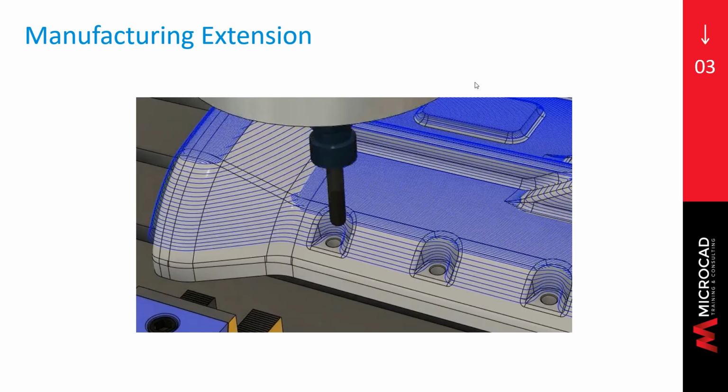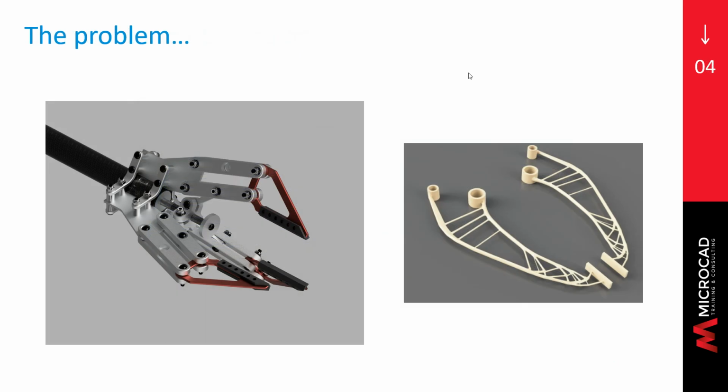If I want to mill the part, for example, or if I want to 3D print the part, how can I do that? I think the best way to showcase all of that is to actually take a look at one problem.